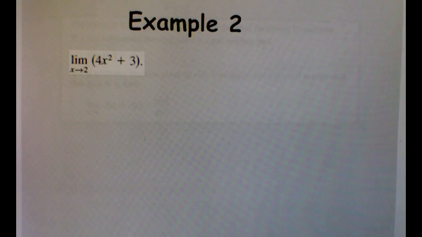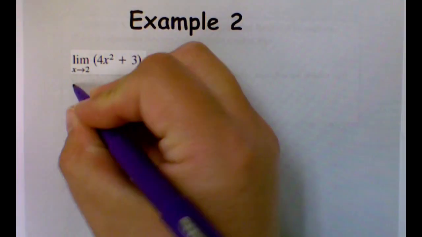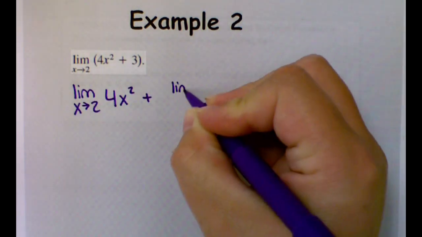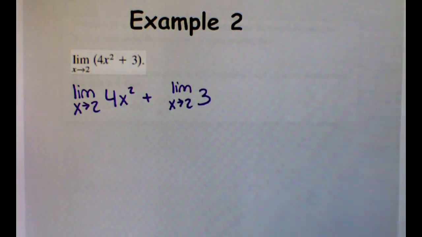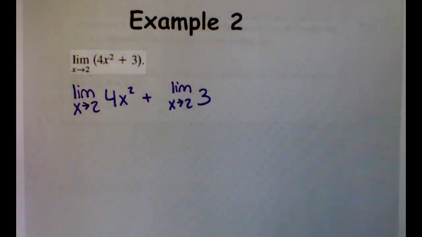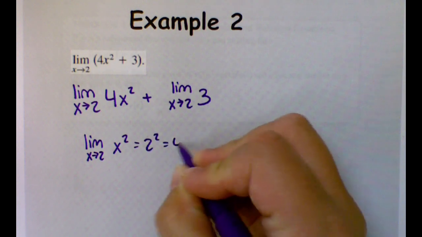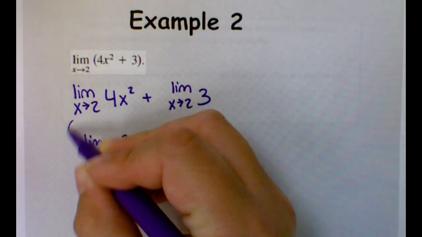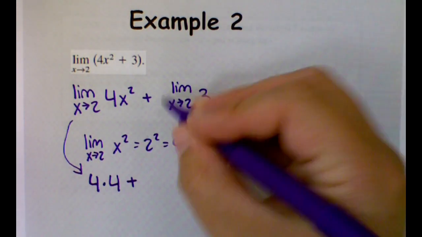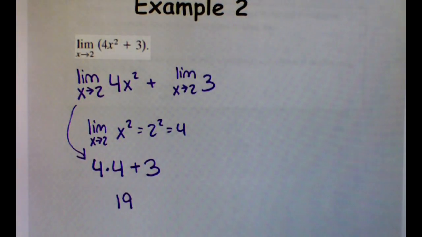So let's look at this. The limit as x approaches 2 of 4x squared plus 3. Well, those rules tell me that I can separate this into 2. I can make it the limit as x approaches 2 of 4x squared plus the limit as x approaches 2 of 3. This also brings in that constant rule. I have 4 times x squared. Well, I know if the limit as x approaches 2 of x squared, I can just plug in, 2 squared gives me 4. So this limit actually gives me 4 times that limit, which is 4, which is 16. And the limit as x approaches 2 of 3 is just 3. So now I have 16 plus 3, which is 19 for my limit.